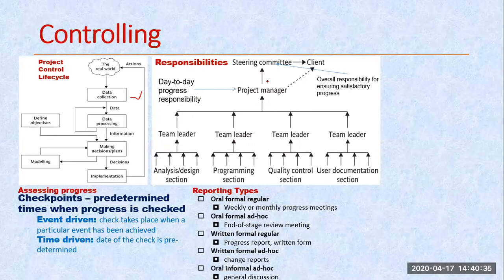This steering committee is responsible to control more than one project manager, and this project manager is going to control more than one team leader. Team leader is responsible to control more than one developers, programmers, or something like this. So this way you can understand this. Okay, now this is the assessing method.